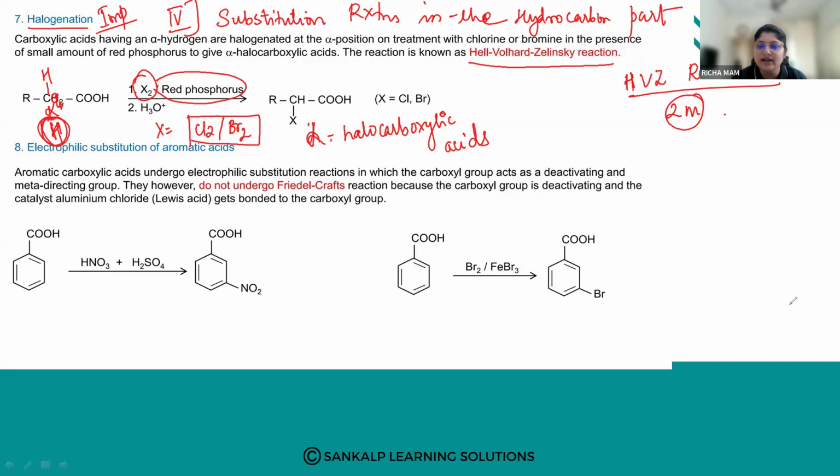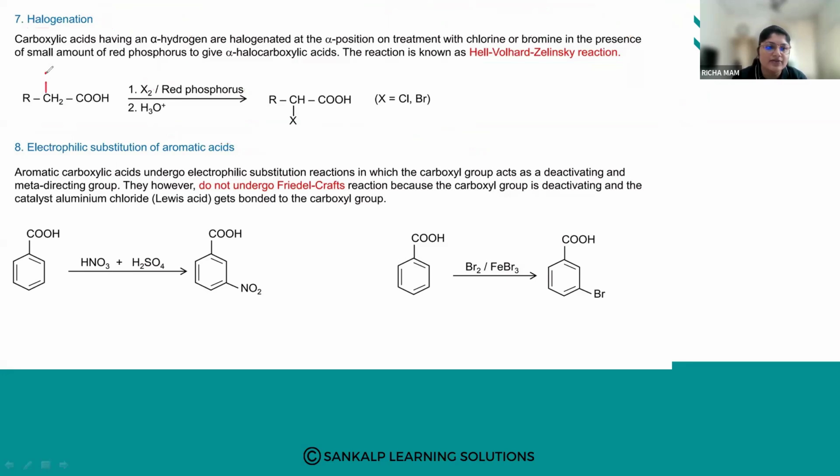What is happening at the alpha hydrogen? You can see here, at this alpha hydrogen, I can write H2. This is your carboxylic acid, this is your alpha hydrogen, and the hydrogen atom will be replaced by your halogen atom. The reagent is X2 in the presence of red phosphorus followed by hydrolysis. This is your Hell-Volhard-Zelinsky reaction. Very important for 2 marks. Mark this important.